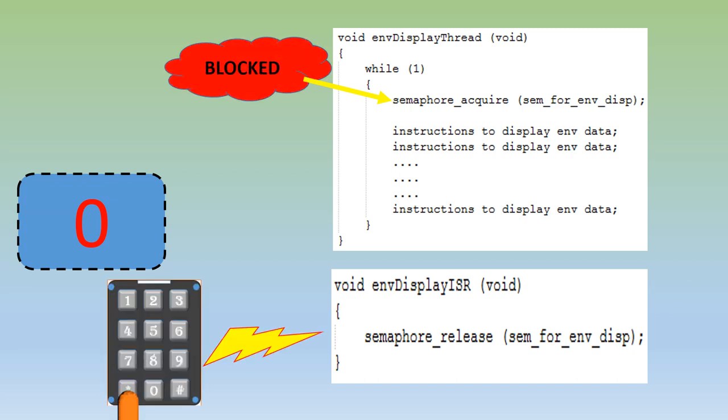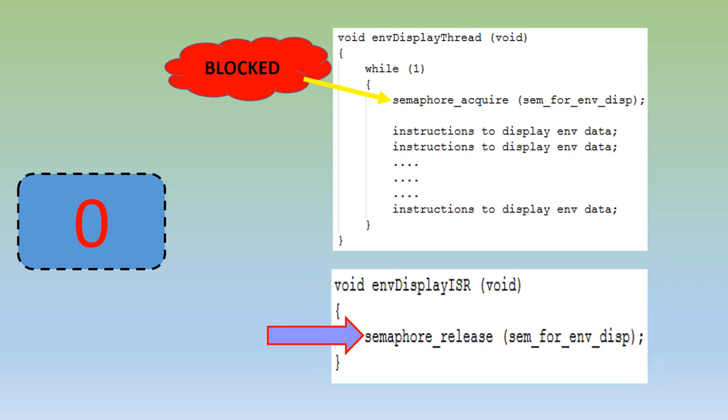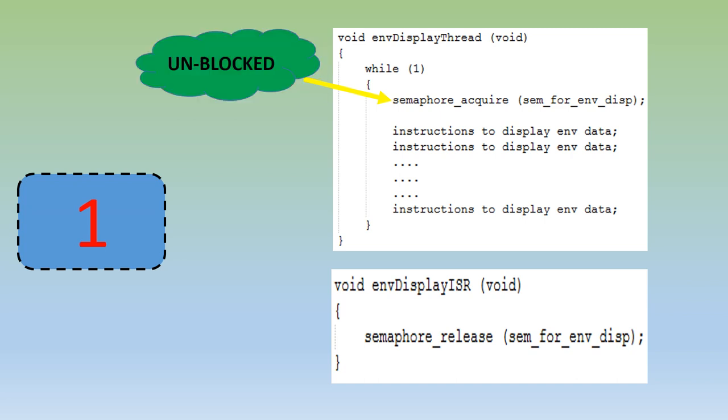Now let's say the star button is pressed on the keypad. When a button is pressed, an interrupt is triggered. As soon as the interrupt is triggered, the ISR gets called, which releases the semaphore. The ISR releases the binary semaphore by calling an RTOS API, semaphore release. Now watch the state of the semaphore. It becomes 1, meaning available. As soon as the semaphore is available, the thread which was waiting for it gets unblocked. Once the ISR is completed, the thread starts executing from the point where it was blocked, and from here it performs the instructions to display the environmental data.